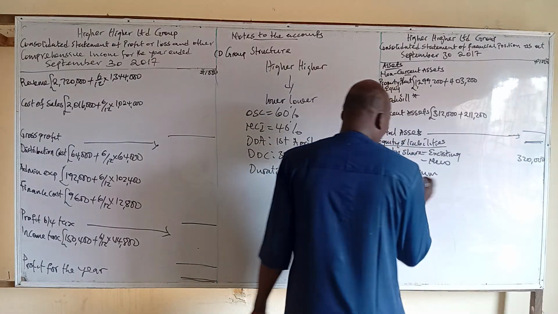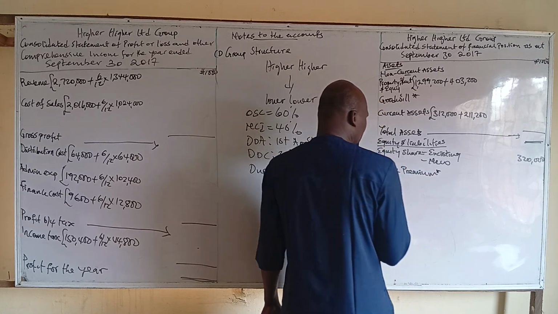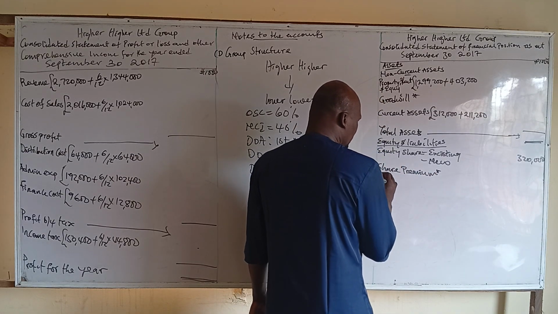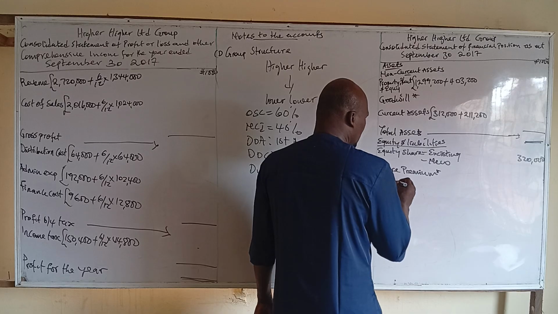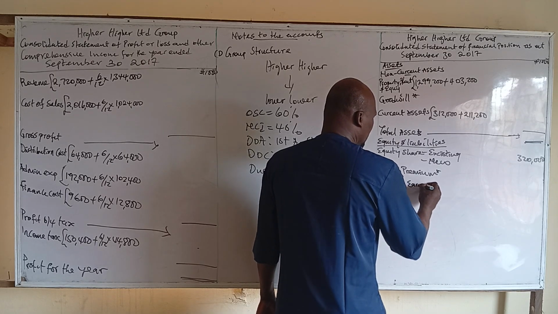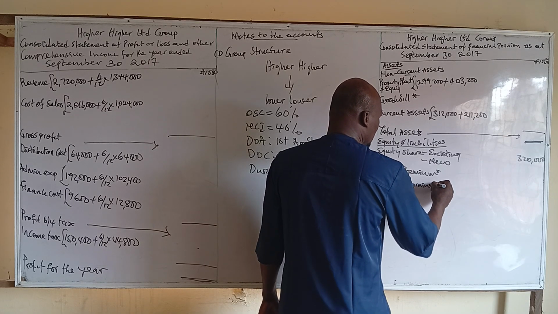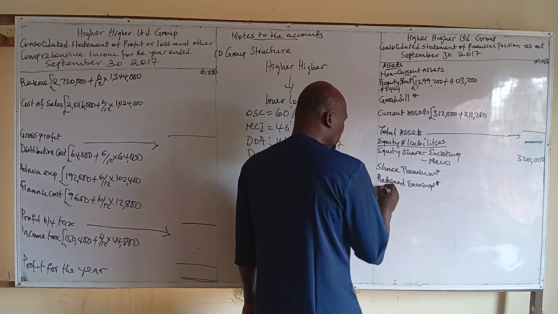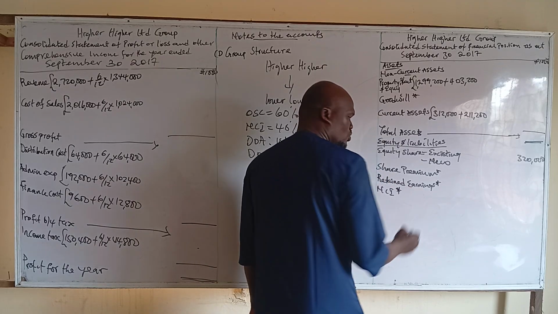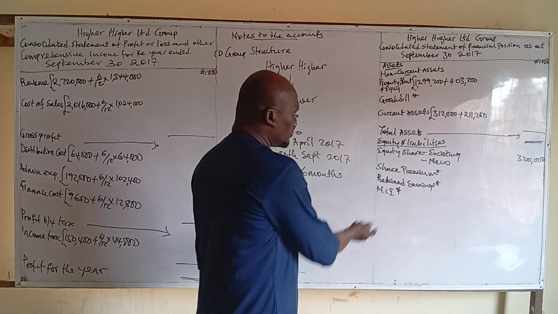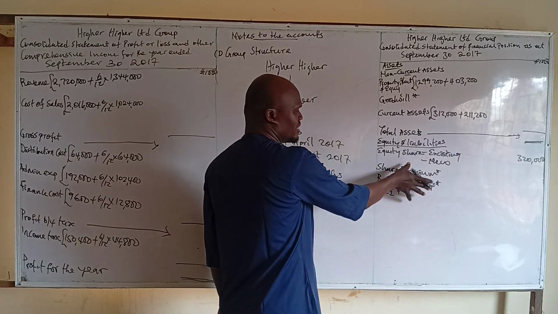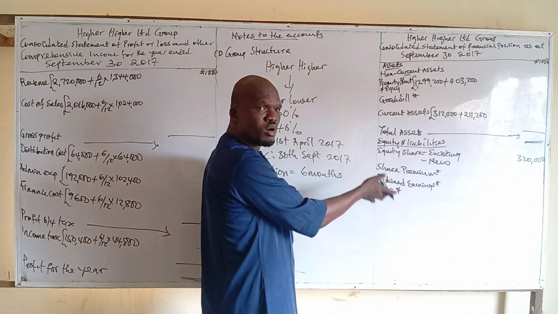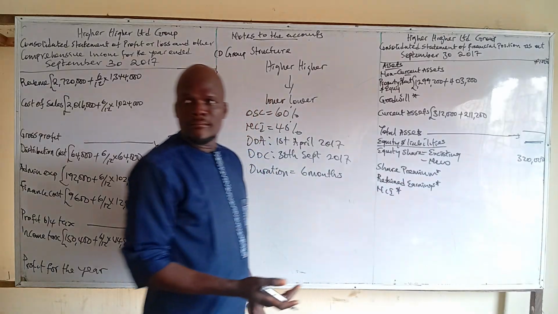So we look to the next one. What's the next one? Retained earnings. We need to determine this. Then the next one is NCI. We determine this too. This area is what we call the equity component. What's the next one?